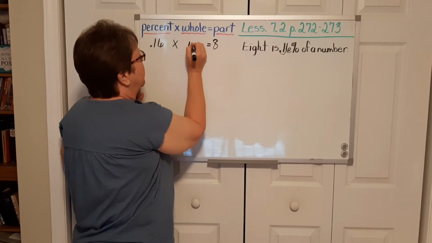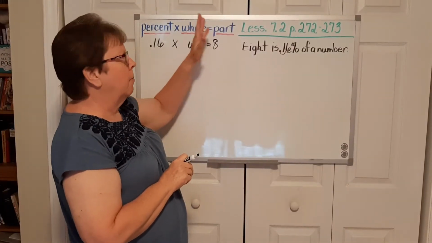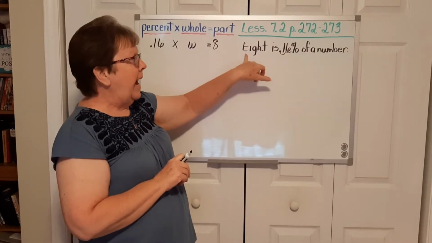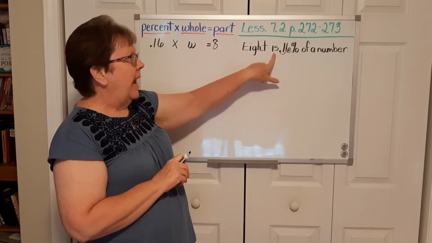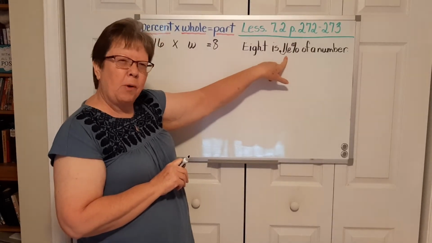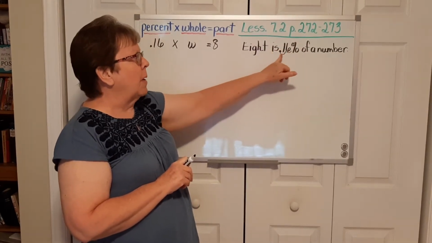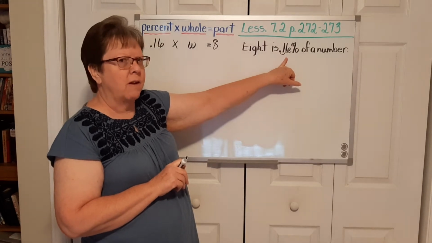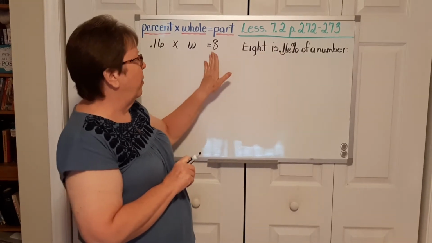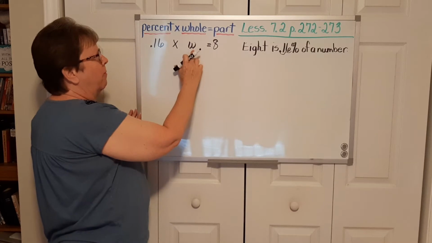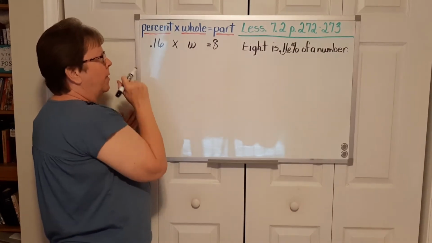Okay, so I'm just going to let W stand for whole number. Now, some of you may be getting confused on which is the whole number and which is the part. Well, look carefully at what it tells us. The number 8 is only 16% of a number. So that tells me right there that 8 is only part of a number because it's not 100% of that number. It's just a part. So we have 0.16 times whatever our whole number is equal to 8.